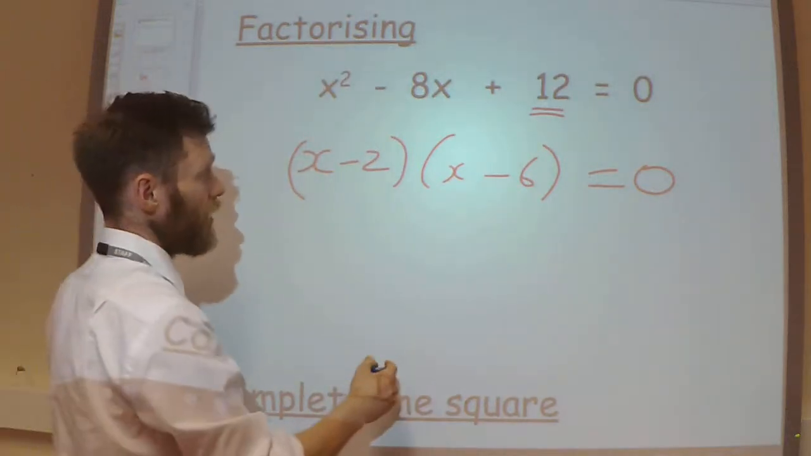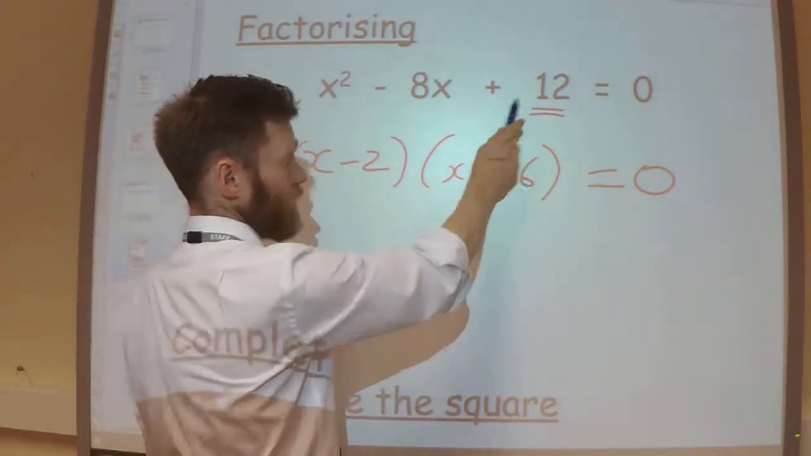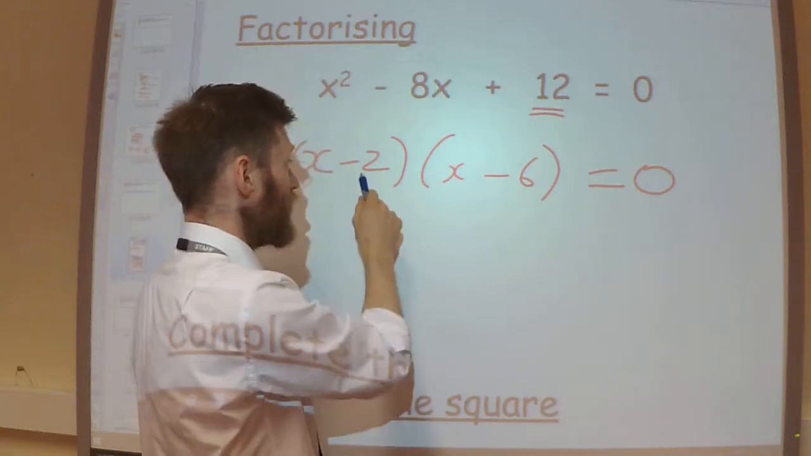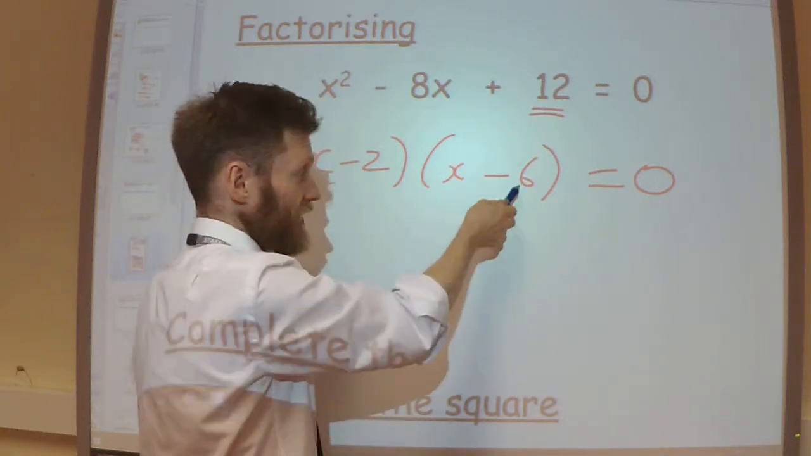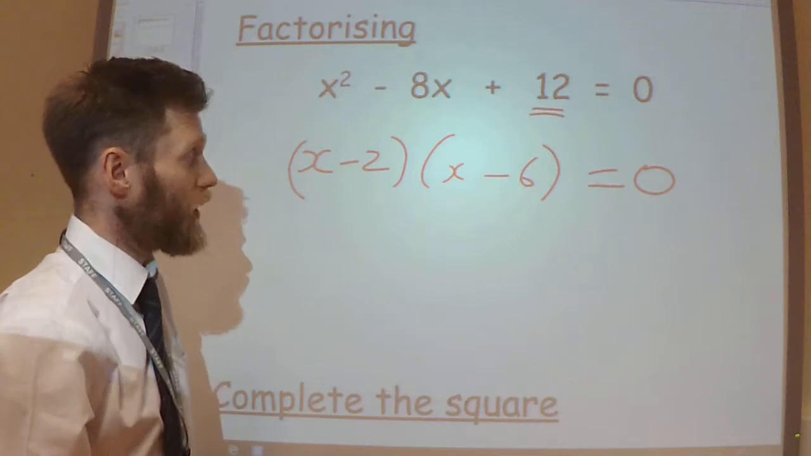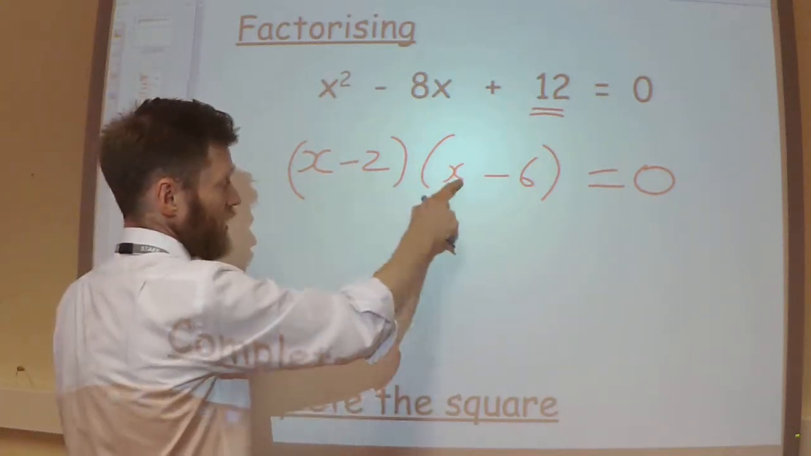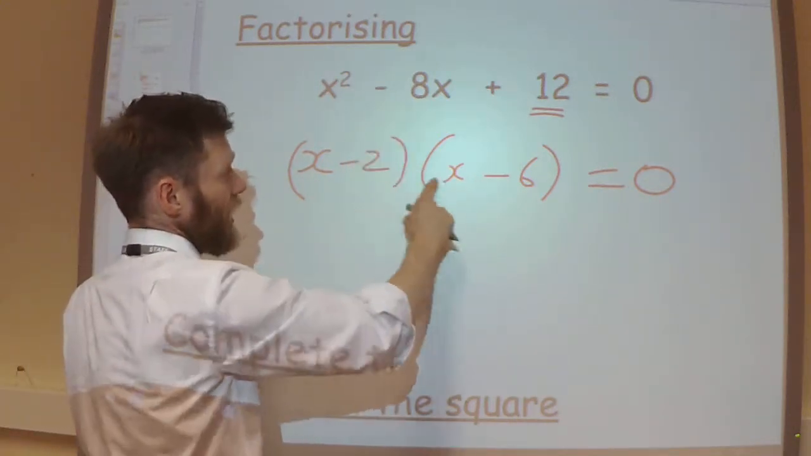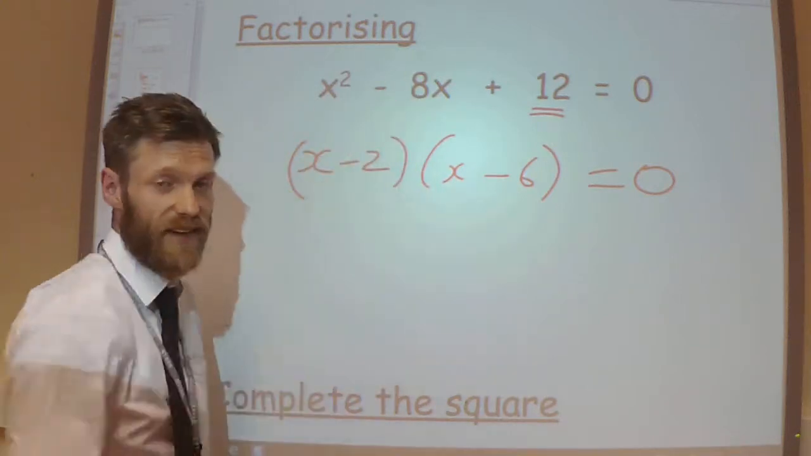And so we can see those multiply together to make the plus 12. The negative 2 times the negative 6 gives positive 12. And we'll see we'll get the negative 2x and the negative 6x to give the negative 8x there.